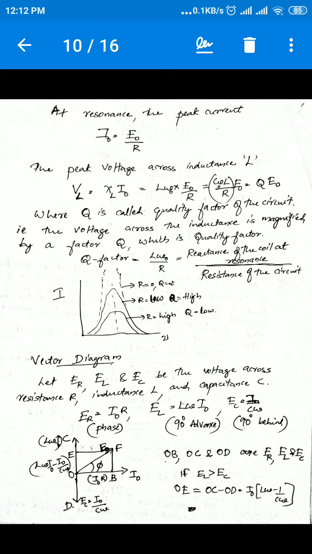And the vector diagram is shown below. You can see there O is the origin and OB. OB represents the voltage across the resistance, which is in phase with the applied voltage.